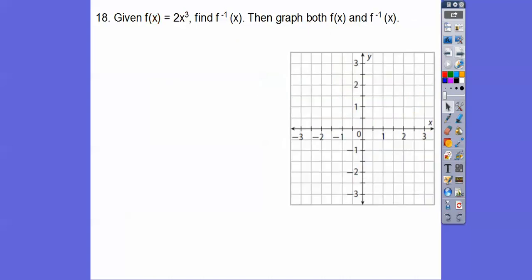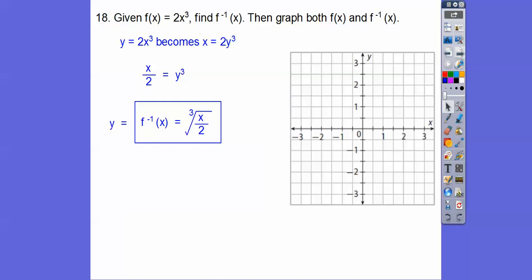All right, one more. Okay, so here's a cubic one. So again, y equals the 2x cubed, so x equals 2y cubed. And then we solve for the new y. So divide both sides by 2, and then cube root both sides. So there's our inverse function. Okay, so now we can cube root and cube negatives and positives. We just can't square root negatives. So there is no restriction when there's a cube root. So cube root of 0 is 0.